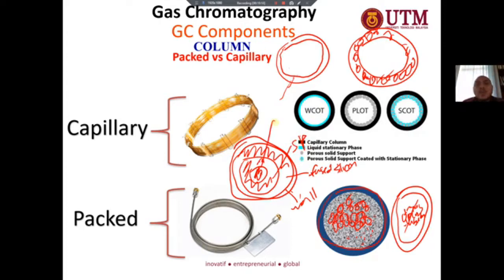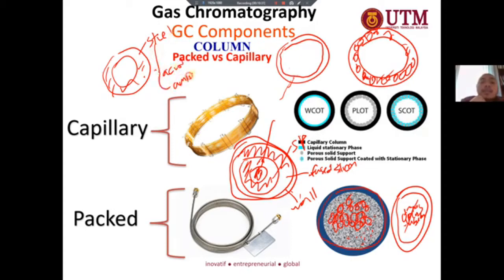Before fused silica open tubular column was invented, most of the columns were made of steel. The problem with steel is that it will react with acid, amines, and other compounds. Steel is very sturdy, but it will react with the acid and amine and so on. So the column will have a lot of reactivity.